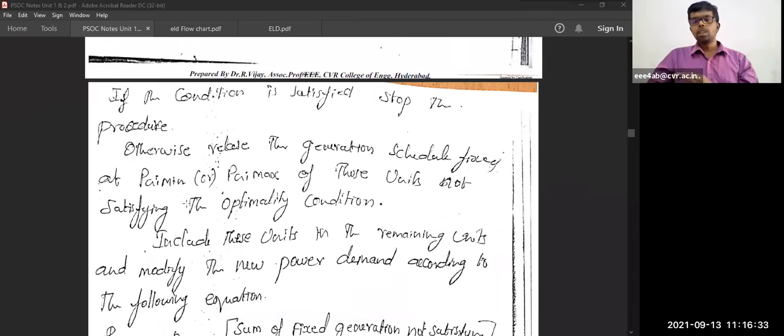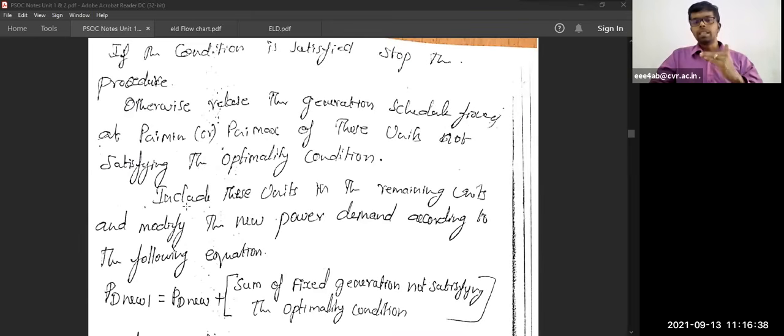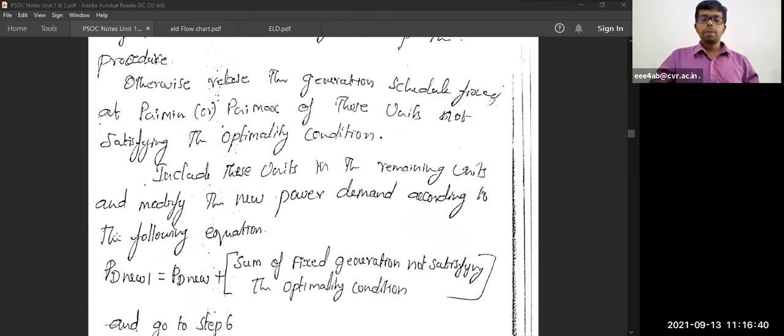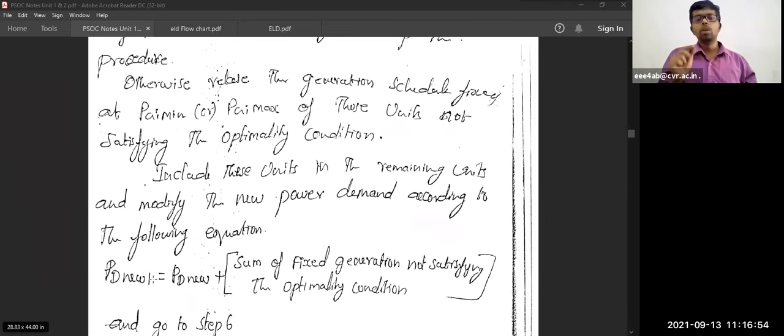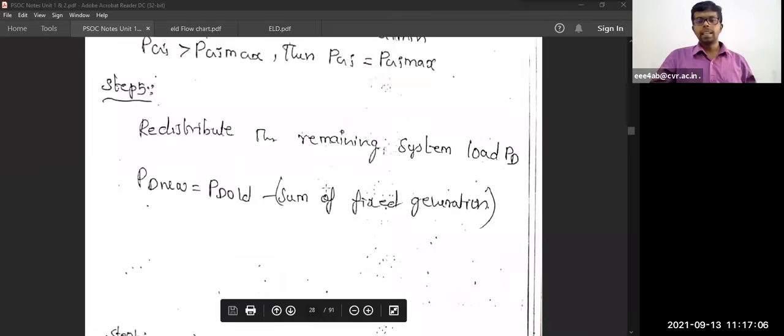Again, you need to find out the new demand. Again, we need to find out the new lambda. Again, we need to proceed. So what is the formula for finding the new lambda 1? That is demand PD new 1. Here PD new 1 is equal to PD new. So whatever the PD new, say for example, like 650 came now.